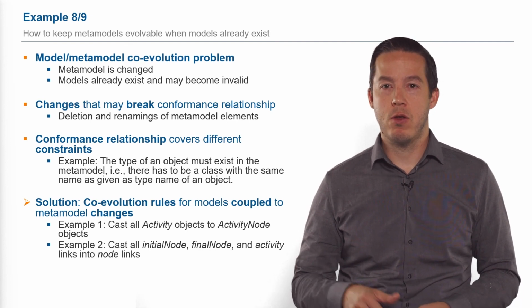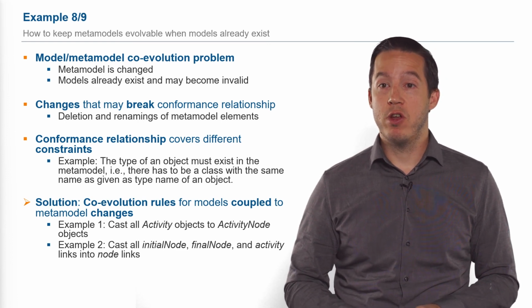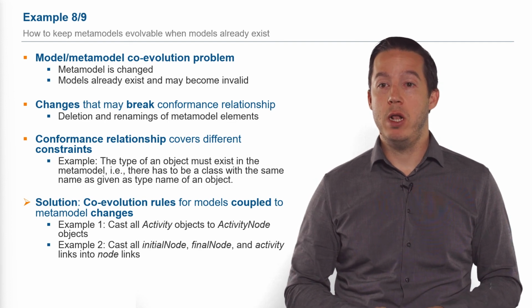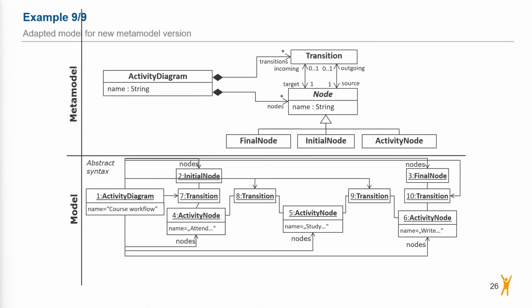For example, we can do some typecasting, so we can say we cast any activity objects to activity node objects, and also we can cast any initial node, final node, and activity links to this generic notion of a node. And then when we apply this, we see here the new object model on the lower area, where we now use the activity nodes, and we use initial node and final node, and all of them are nodes. And then we see that this model is again valid according to our evolved metamodel.